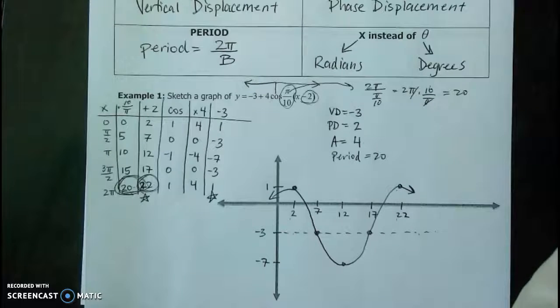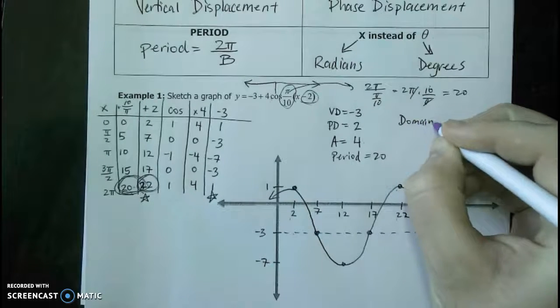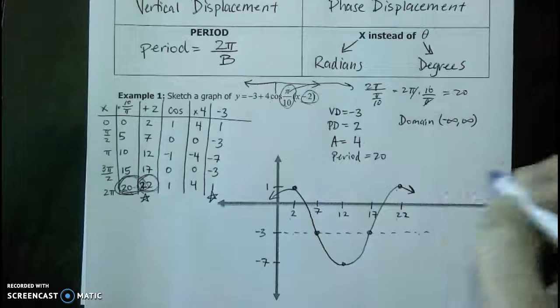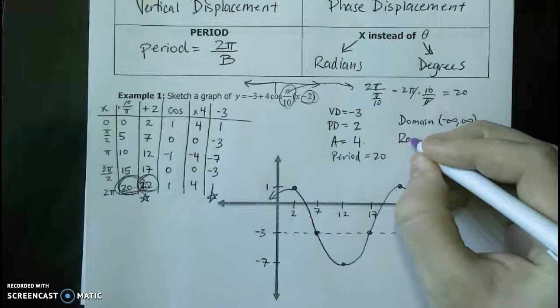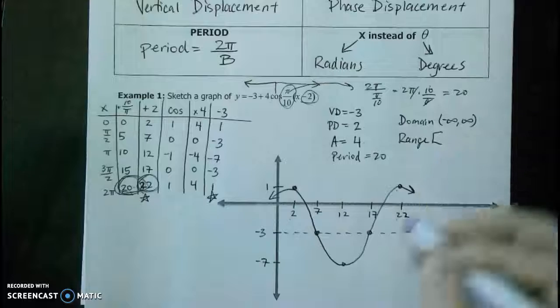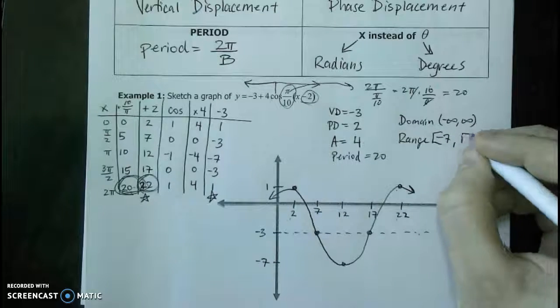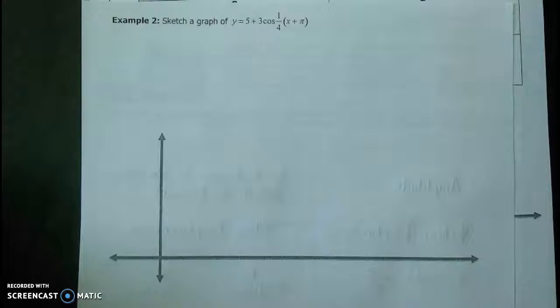If we look at our graph, we've got a domain of negative infinity to infinity, because it is a smooth curve going all the way to the right with an arrow, all the way to the left with an arrow. We've got a range of a lowest y value of -7 and a highest y value of +1, and those are in brackets. Okay, let's graph example 2.